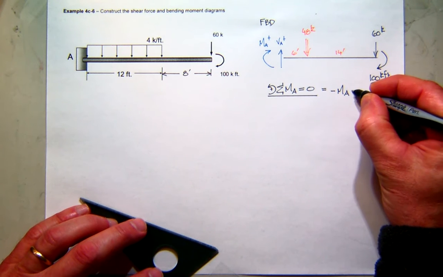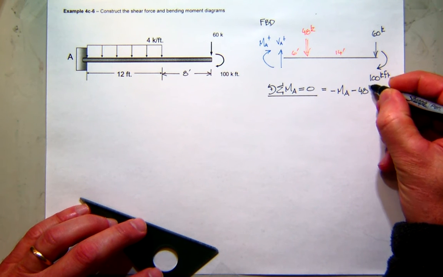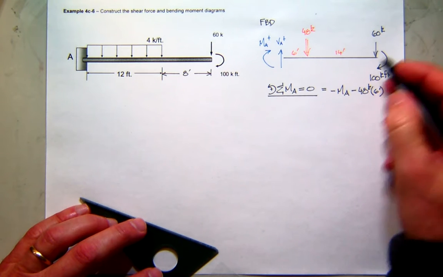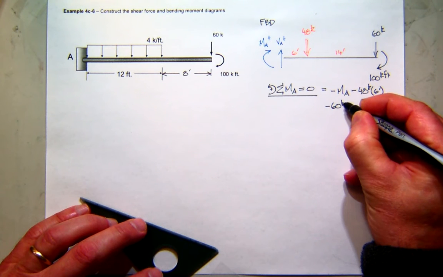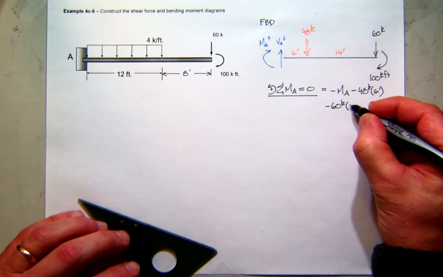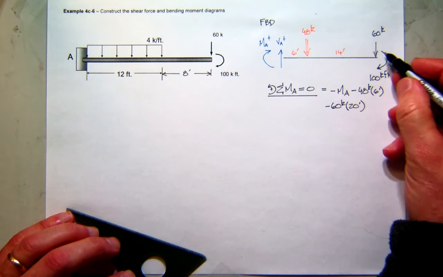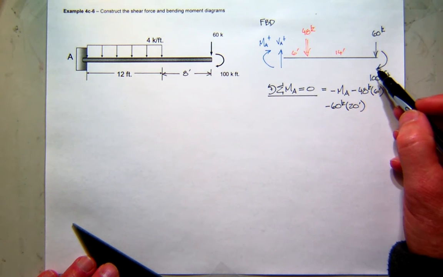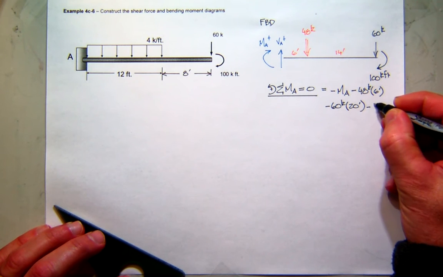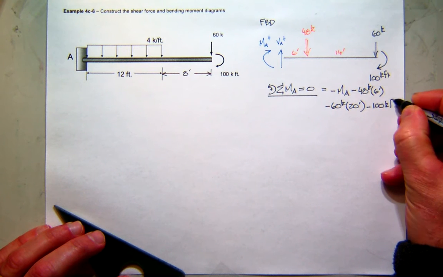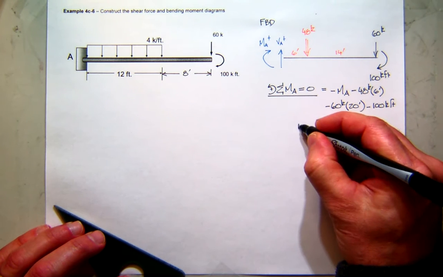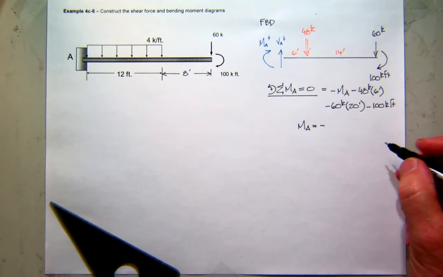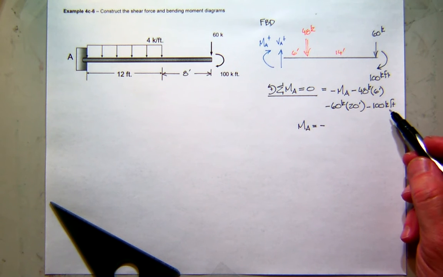So the first one would be 48 kips is the force. And what's the distance? 6. And then the 60 kip force, the distance is 20. And let's not forget this applied moment out here. Using the right-hand rule as my sign convention, this moment is negative. So I can solve for my moment at A. It looks like it's going to be negative. Somebody's going to have to help me with this.